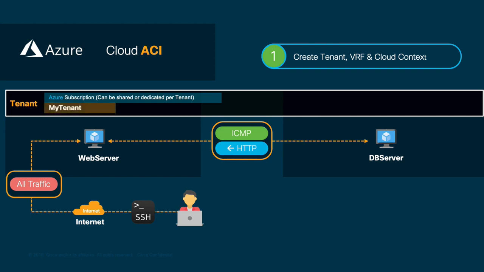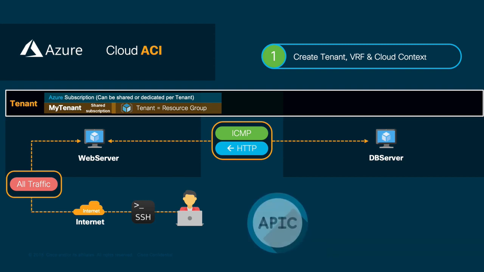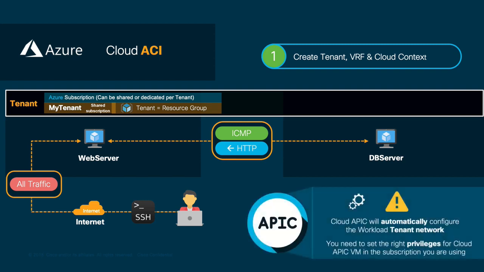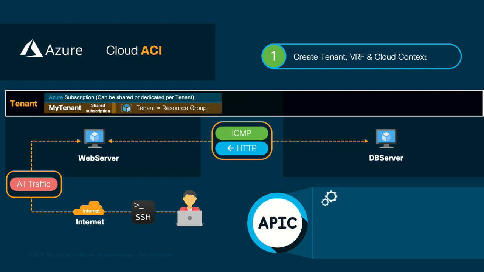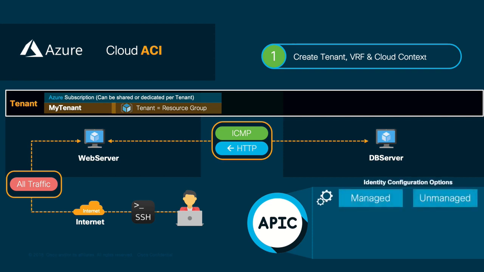Remember that each tenant we create in Cloud APIC on Azure will require a different resource group. Therefore, before we start with the configuration, we will need Cloud APIC to have enough privilege over the subscription to automatically create those resource groups and configure their network. We can accomplish this through Managed or Unmanaged Identity configuration.